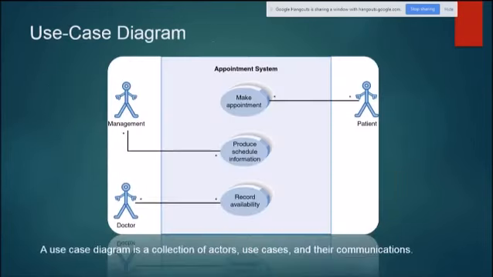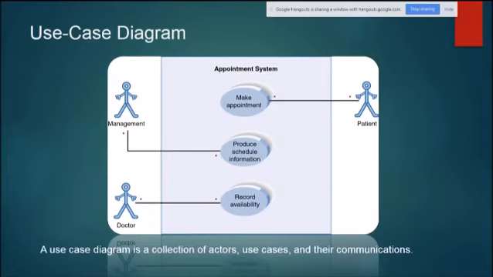Again, now we may have this kind of diagram, multiple. Look at this rectangle here, and you see there are three use case examples in this diagram. One was make appointment, where the patient is the actor. All the use cases, if you see, are enclosed in a rectangular box, and the actors are outside that. So patient makes appointment. Another use case is produce schedule information, and management does that. And the third is record availability, which is again a use case, and the actor here is doctor. Okay, so there are three use case examples in this particular diagram, this figure.